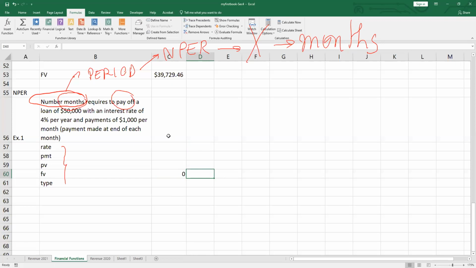Okay. The loan of 50,000. What does it mean? Can you tell me which argument the problem is talking about?